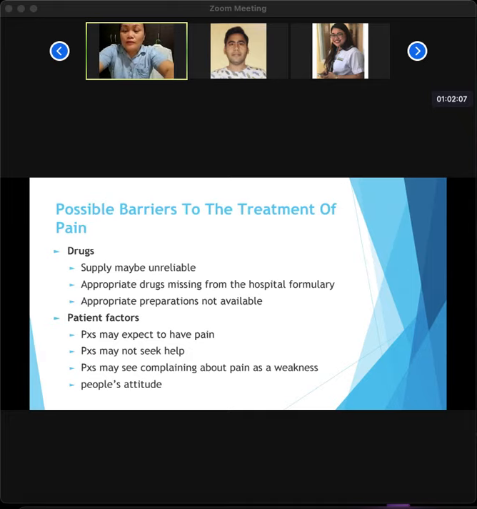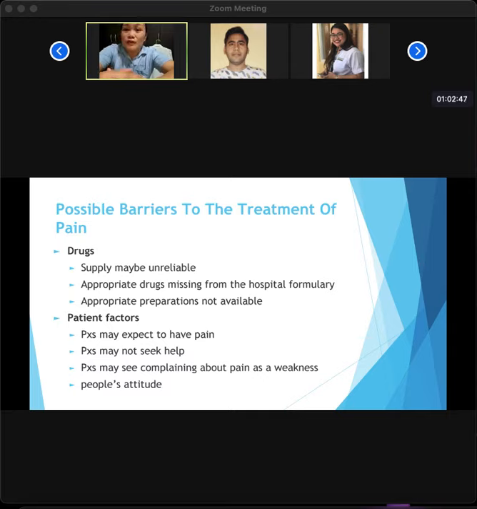Okay. Now, we have here the possible barriers to the treatment of pain. For the drugs, here in the Philippines, the supply may be unreliable. Sometimes, we have a shortage of morphine supply. It's not that mahal naman yung morphine, pero sometimes the manufacturing firms are not here kasi, kaya siguro mas konti yung supply.